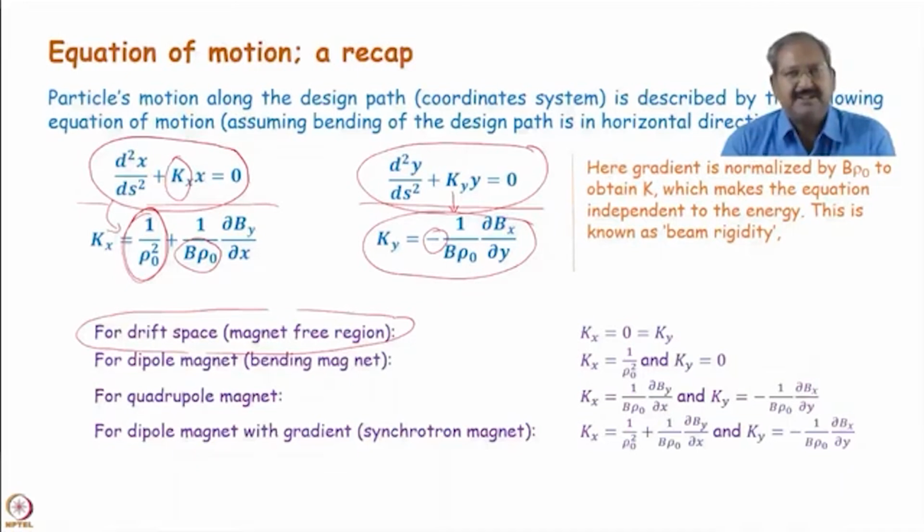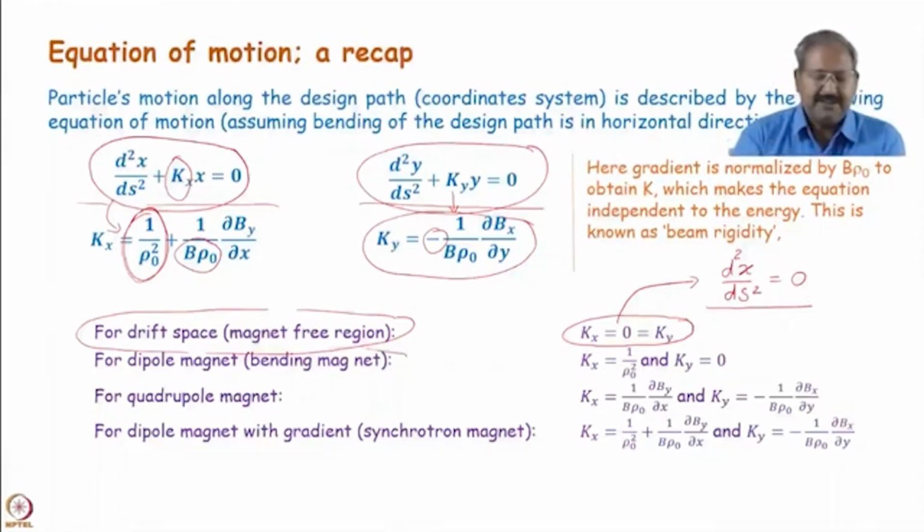So any trajectory will go on its course in the drift space. Drift space has no K. So in drift space, in both the horizontal plane and the vertical plane, we have Kx and Ky equal to 0. So for the drift space we have a very simple equation of motion, that is d2x by ds square is 0, and similarly d2y by ds square is also 0. This is basically a differential equation showing a straight line.